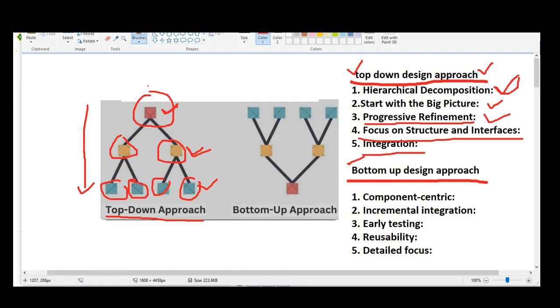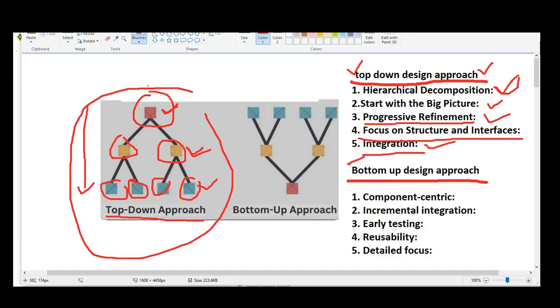The next one is integration. Integration is nothing but grouping these programs together. To form a system, all these submodules are integrated together, connected together with the help of the main program. Okay, this is regarding the top-down design approach.